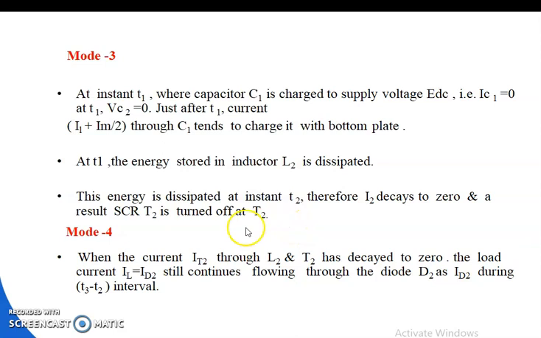Mode 4. When the current IT2 through L2 and T2 decays to 0, the load current IL, equal to ID2, still continues flowing through the diode D2 as ID2 during the t3 minus t2 interval.